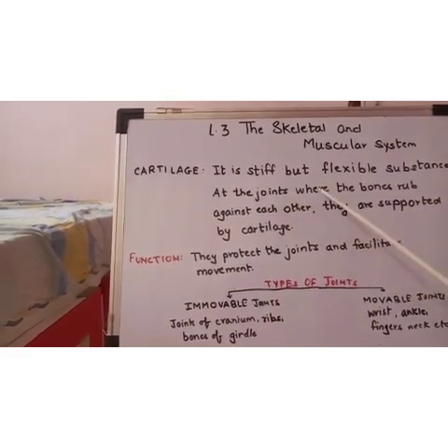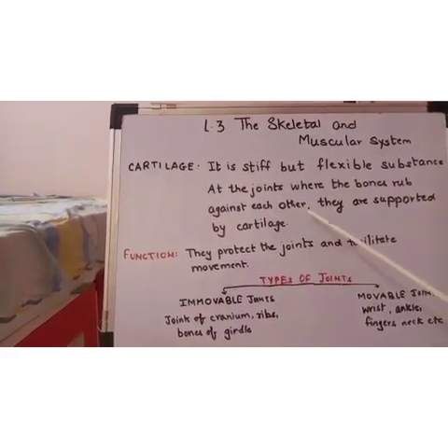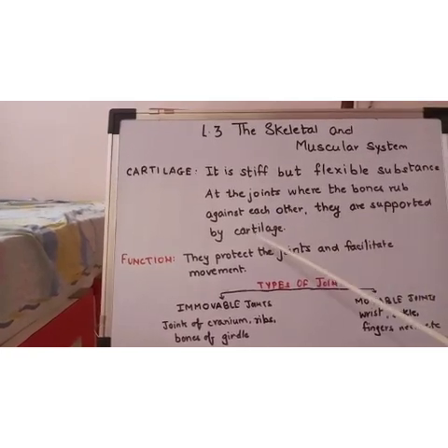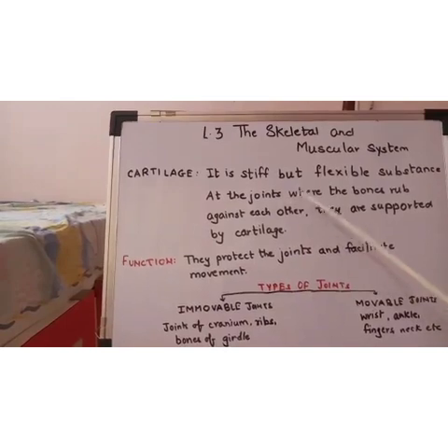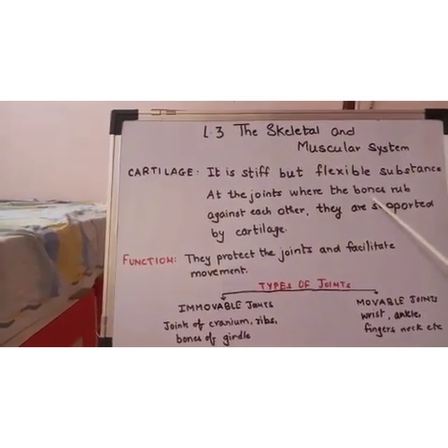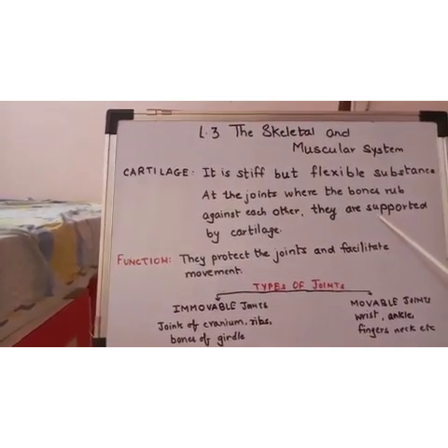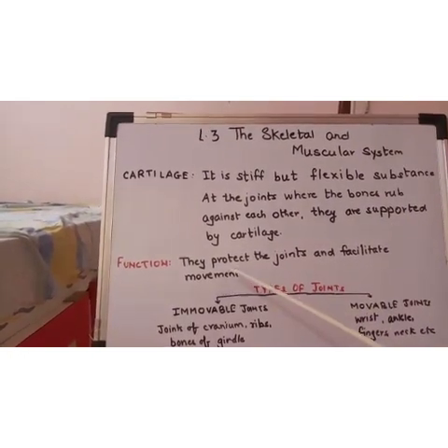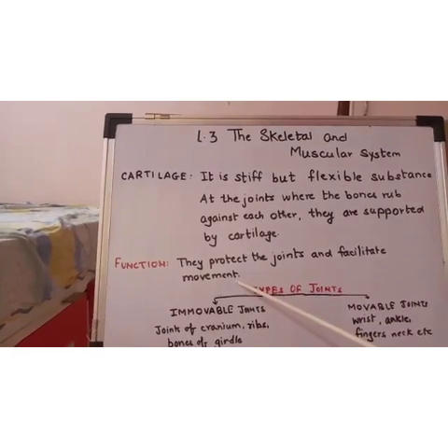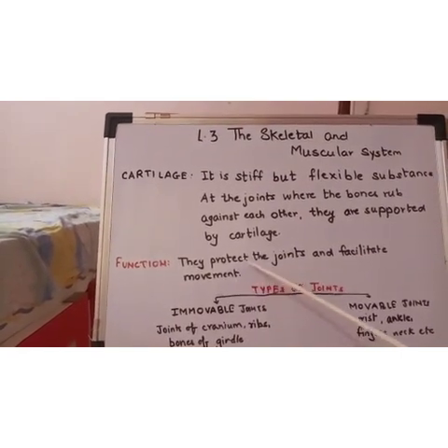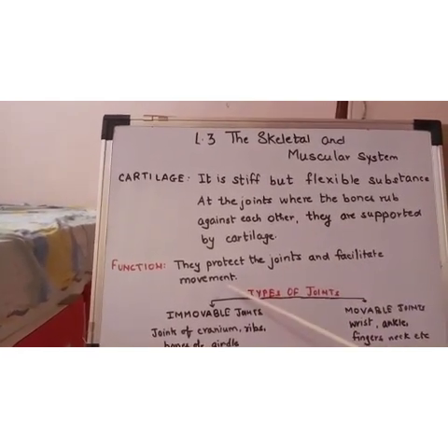At the joints where the bones rub against each other, they are supported by cartilage. The main function of cartilage is to protect the joints and facilitate movement. So the cartilage protects the joints and facilitates movement.